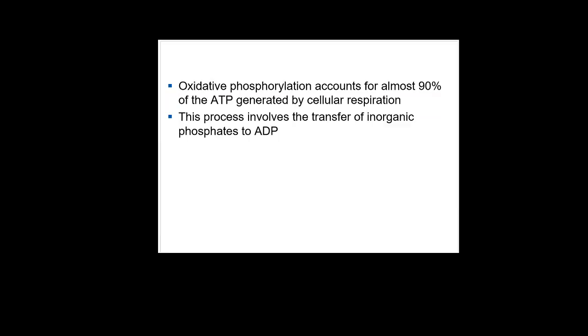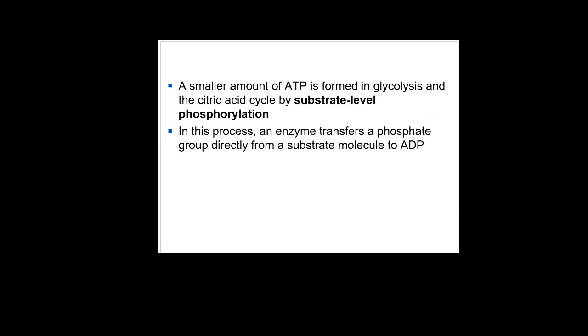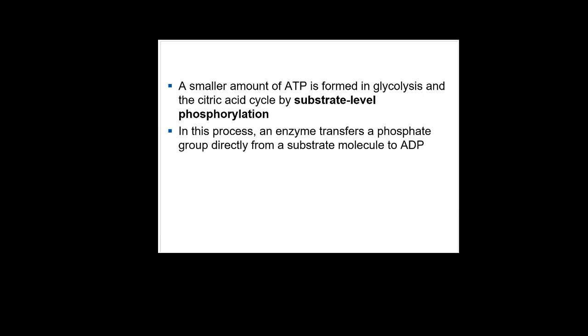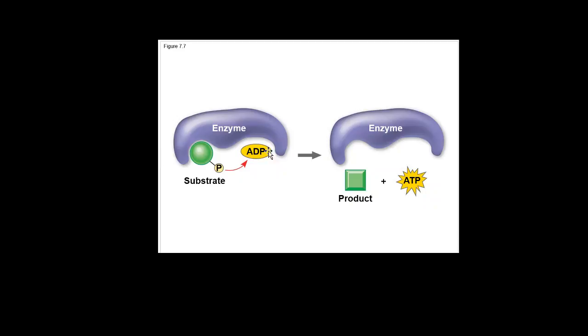This process involves the transfer of inorganic phosphate to ADP. A smaller amount of ATP comes from substrate-level phosphorylation, that's what you saw here. In this process, an enzyme transfers a phosphate group directly from a substrate molecule to ADP. That is shown here: the substrate, ADP, the enzyme, the product, and ATP. So the phosphate goes from the substrate, and the product is ATP.